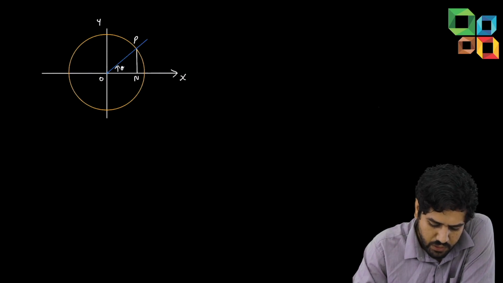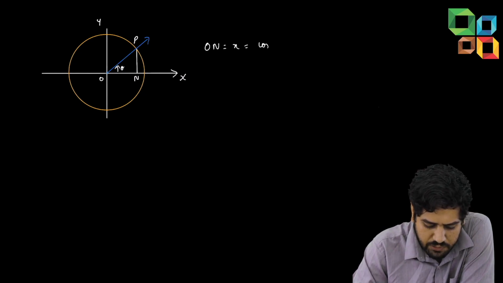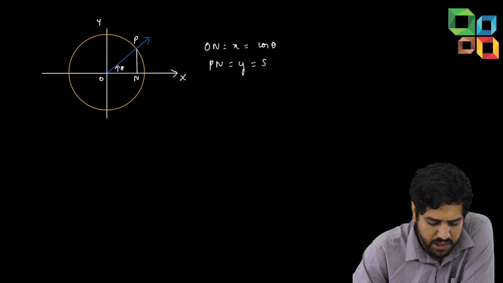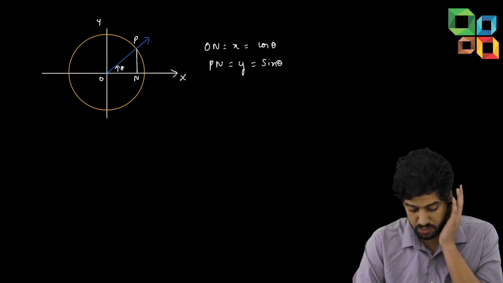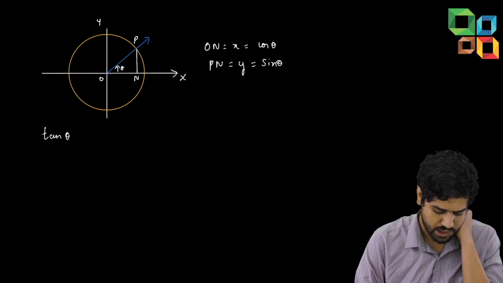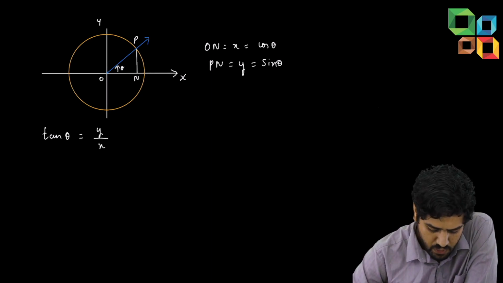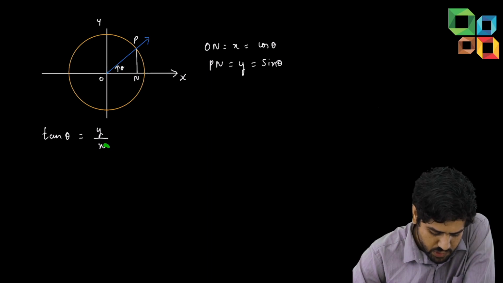We defined the x coordinate ON, which is the x coordinate, to be cos of an angle, and PN, which is the y coordinate, to be the sine of the angle. We also looked at the definition of tan theta. So the definition of tan theta was y by x, right? But we had to exclude the values where x was 0, right?